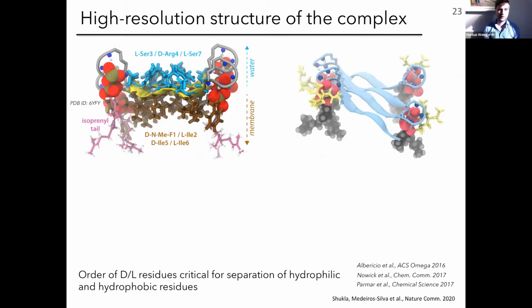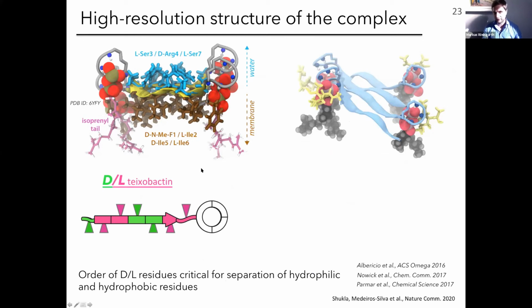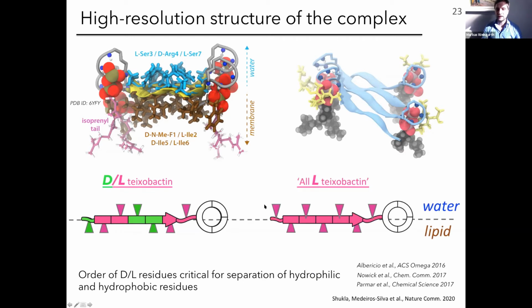But what I like most about the structure of the complex is that it explains the order of D and L amino acids. We have a clear-cut separation of hydrophilic and hydrophobic residues. Hydrophilic ones face the water and hydrophobic ones face the membrane. And this is only possible with this order of D and L amino acids. If you imagine a hypothetical all-L teixobactin, you would not get a favorable distribution. You would have some hydrophobic residues that face the water and some hydrophilic residues that face the lipids. So a favorable distribution is really only possible with this stereochemistry.